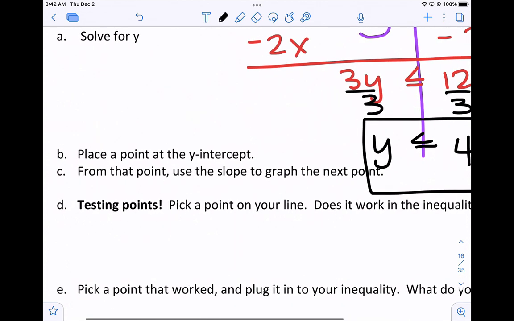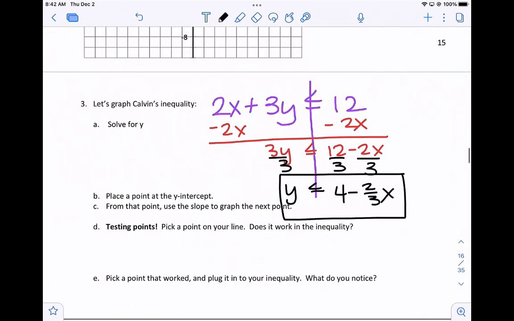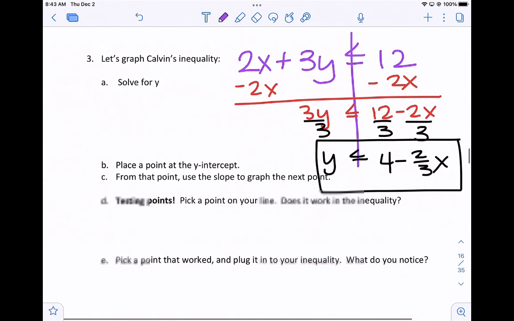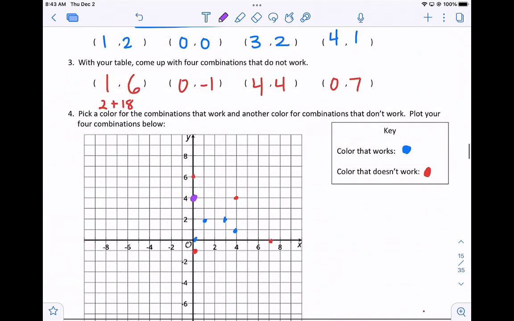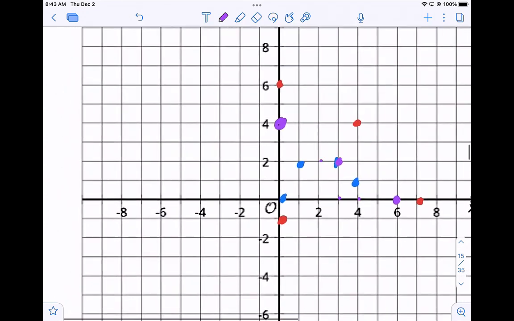So it says to graph it, place a point at the y-intercept. So here, what's the y-intercept? What number is by itself? And that would be at 4. All right, so I'm going to graph this in purple. And then it says, from that point, use the slope to graph the next point. Our slope is negative 2/3. So if it's negative 2/3, we're going to go down 2 over 3, make a point, down 2 over 3, 1, 2, 1, 2, 3. And then we can draw our line.